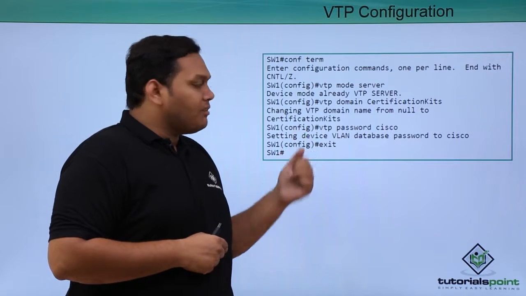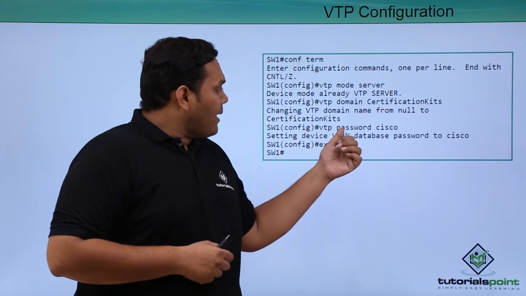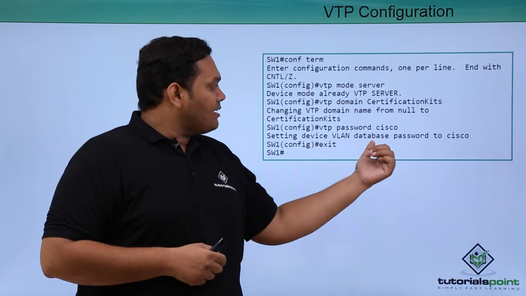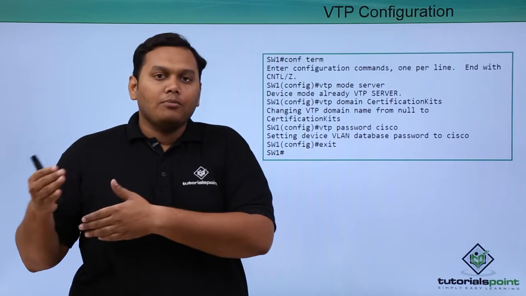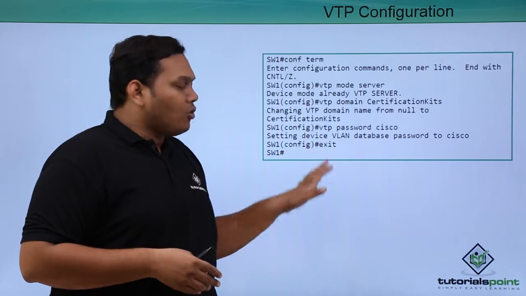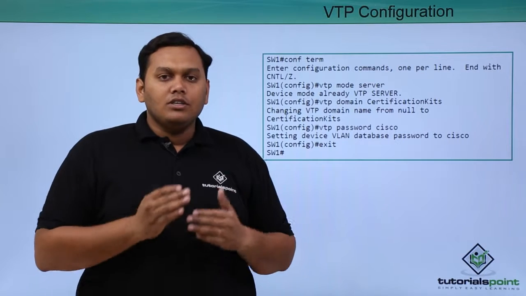So, we also have to configure the password here. For the VTP password, we have given the password as Cisco. So, it says setting device VLAN database password to Cisco, a message that we have set the password to Cisco. So, in this way we have to configure the VTP on switch 1.